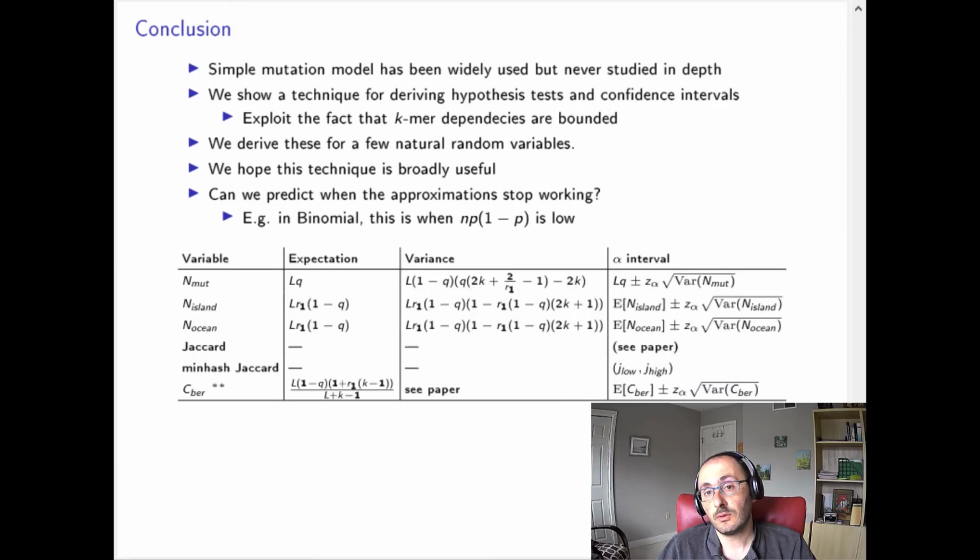So to conclude, we studied a simple mutation model. It's been widely used but never studied in depth as far as we know. And then we show how in this model, there is a technique for deriving hypothesis tests and confidence intervals. And this technique exploits the fact that the kmer dependencies are bounded. We apply this technique to a few natural random variables shown in the table below, but we hope this technique is more broadly useful for others studying kmer-based methods.